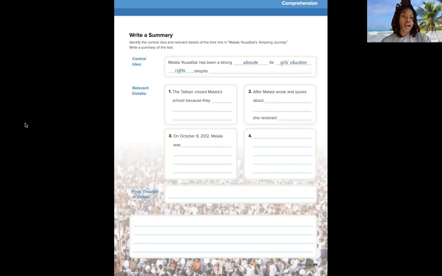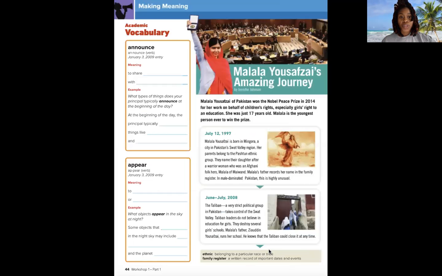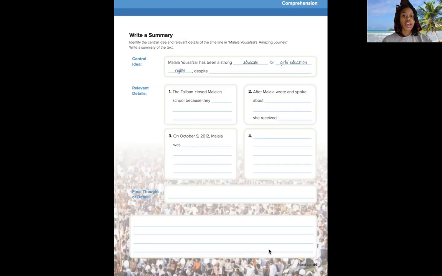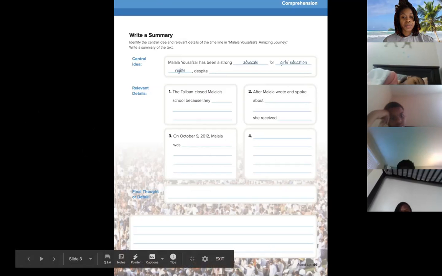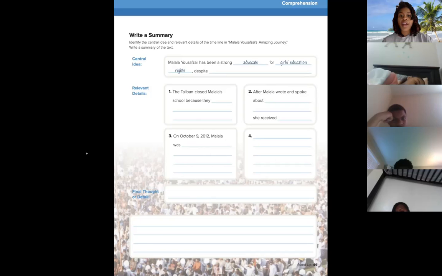All right, so our central idea or main idea. This is the most important part of that timeline that we read. Malala Yousafzai has been a strong advocate for girls' education rights despite. We're going to have to go back to the text, and I have it below here so that we can flip back and forth through the text, which is a good idea when you're writing a summary. You do want to refer back to the text so that you can be correct on your details, but you don't want to copy line from line. Okay. Does everybody have their Google Slides pulled up? All right. So we need to figure out how to fill out this last part.